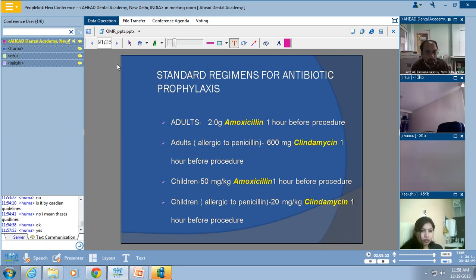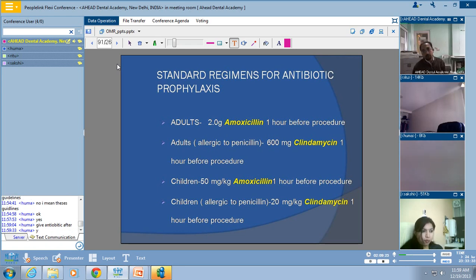Is it clear? You guys understood the question? So will you re-give? Yes. You will again give the patient another dose of the antibiotic and then tell the patient to wait for 1 hour again. So if your patient has reached at 11 o'clock, you will again give the amoxicillin, tell him to wait outside, and then you will do the procedure at around 12 o'clock. Is it clear? So absolutely right. When a patient comes late, you will again give him amoxicillin.